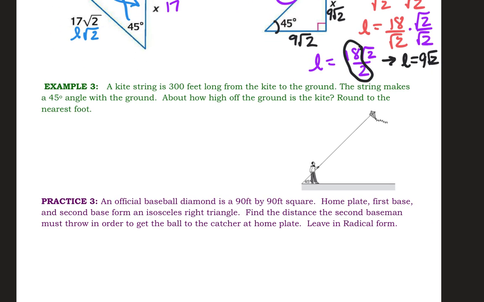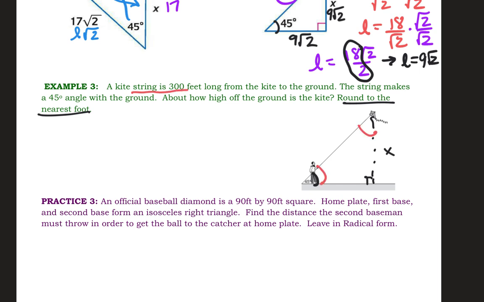All right. A kite string is 300 feet long from the kite to the ground. The string makes a 45-degree angle with the ground. About how high off the ground is the kite? Round to the nearest foot. I'm going to have you guys leave it as a square root. Okay, it wants to know how high it is off the ground. So there's your 45-degree angle. It's right there. So your other 45-degree angle has to be on the other end.